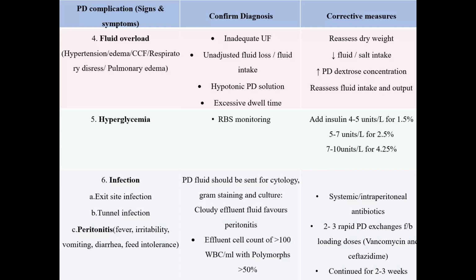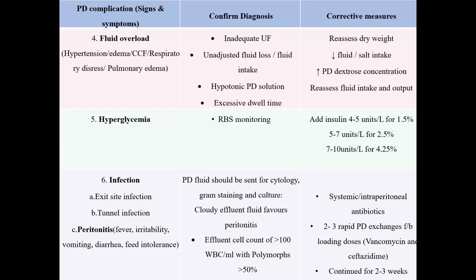Fourth complication is fluid overload. This can be evident in the form of hypertension, edema, congestive cardiac failure, respiratory distress, or pulmonary edema. For this, we have to reassess dry weight. We have to decrease fluid or salt intake. We have to increase PD dextrose concentration for increasing ultrafiltration. If hyperglycemia is there, we can decrease dextrose percentage in the PD fluid and add insulin as mentioned earlier.